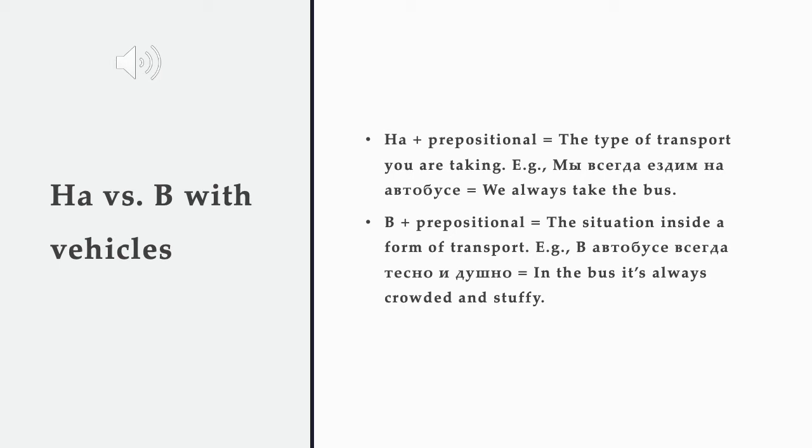Мы всегда ездим на автобусе, we always take the bus. We're indicating what kind of transport we're riding on. Versus в автобусе всегда тесно и душно. Inside the bus, we're emphasizing that you're inside an enclosed space. It's always crowded and stuffy.